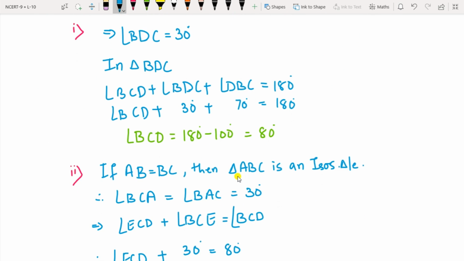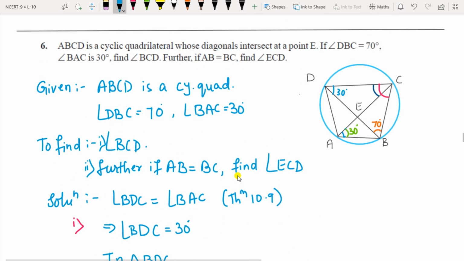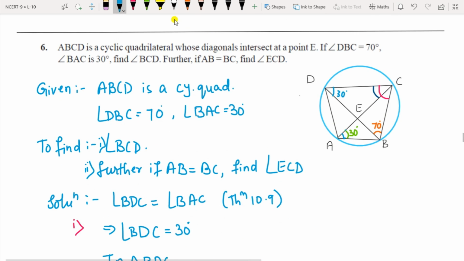The second point here is that now you have to consider AB is equal to BC. Now if these two sides become equal, then triangle BAC will become an isosceles triangle. This whole triangle will become isosceles. Therefore, base angles of an isosceles triangle are equal. So if this is 30, this much angle from here will be equal to 30 again.